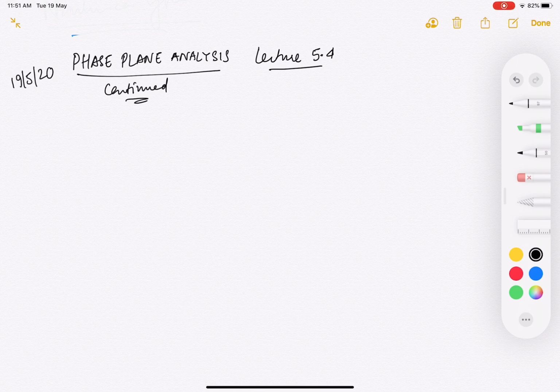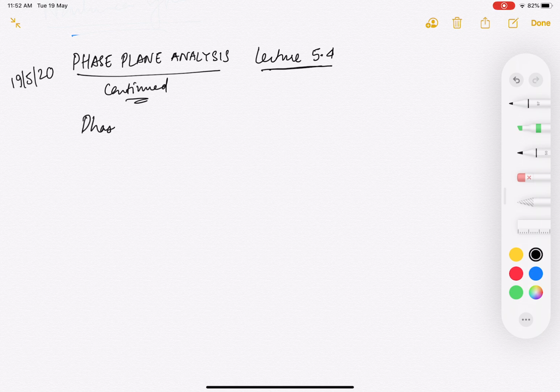Welcome to the second part of phase plane analysis, the lecture that we started on the last turn. This is lecture 5.4 of Unit 5, Control Systems. So we talked about phase planes, and we drew the phase portrait for a simple mass spring damper system. Now today we're going to look at different methods of drawing the phase portraits.